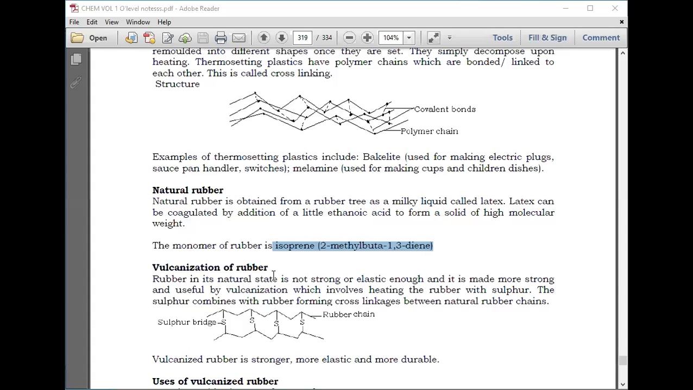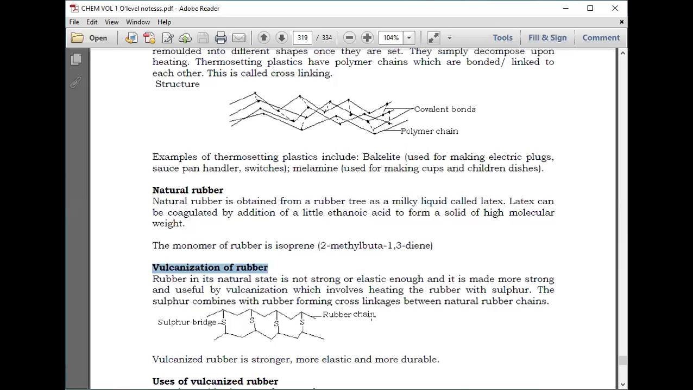Rubber from rubber trees has a milky substance called what? Latex. The most important thing that you need to know in O level, now you should be noting down this. The most important thing that you need to know in A level is what we call vulcanization of rubber. Vulcanization of rubber.